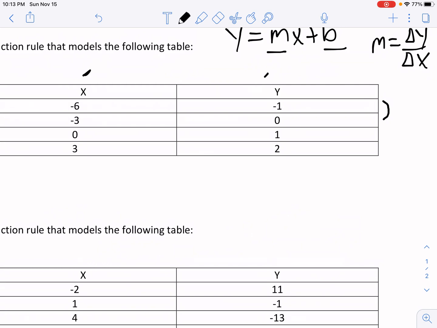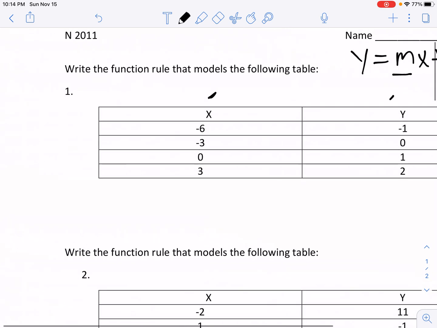Well, let's just find what the change in the y would be. What would I have to add to a -1 to get to 0? Well, plus 1, right? So my change in y here would be plus 1. What do I have to add or subtract to get from 0 to 1? Well, I'm still adding 1, right? And then from 1 to 2, I'm still adding 1. So my change in y over here is a plus 1.